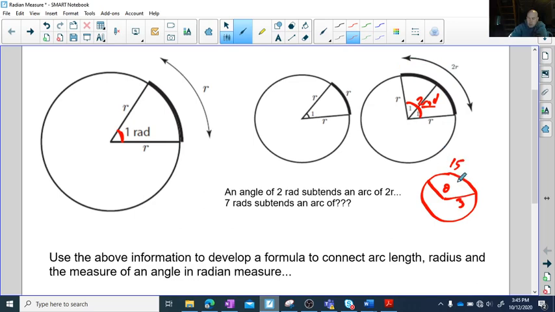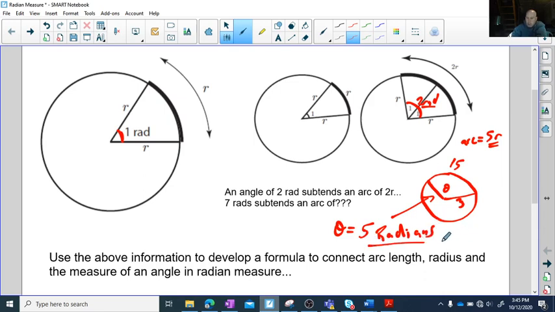If you look at the connection here, this is 5 times whatever the radius is. So the arc is 5 times the radius. Back here, when this was twice the radius, we said this was 2 radians. So that tells me that this angle would have to be 5 radians.